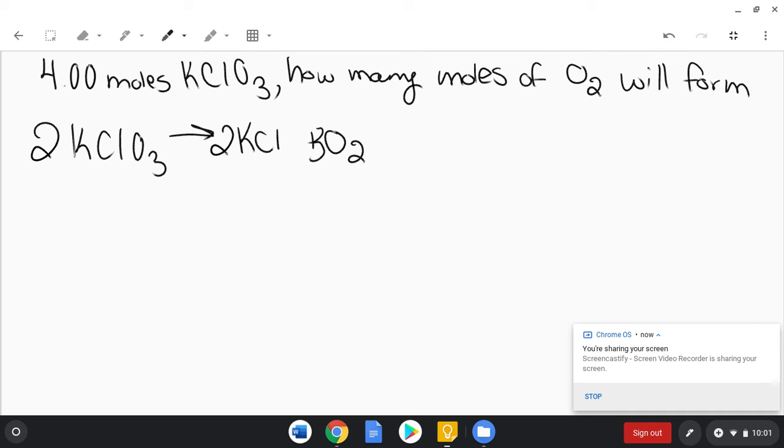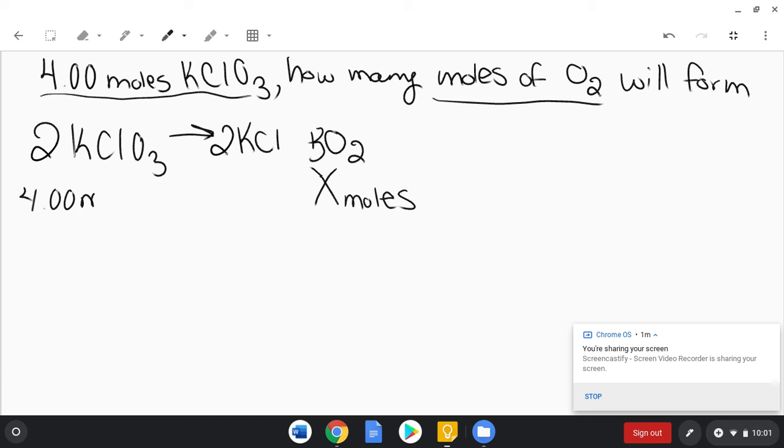Next step for solving stoichiometry is we just want to know where we need to end. Like, what is the point of doing the problem? What are we trying to figure out? So in this one, we want to figure out moles of oxygen being formed. So we don't know how many, but we know we need moles. And then our starting point is going to be this 4 moles of KClO3. So 4.00 moles.